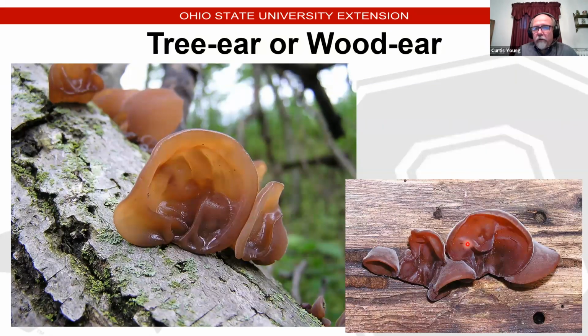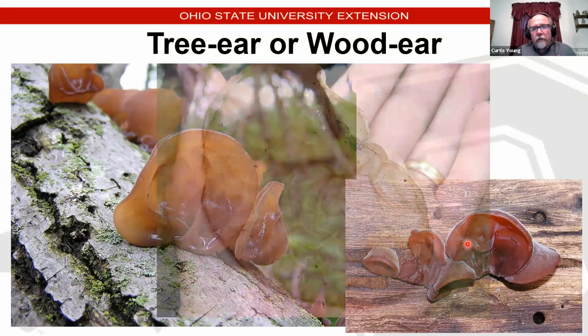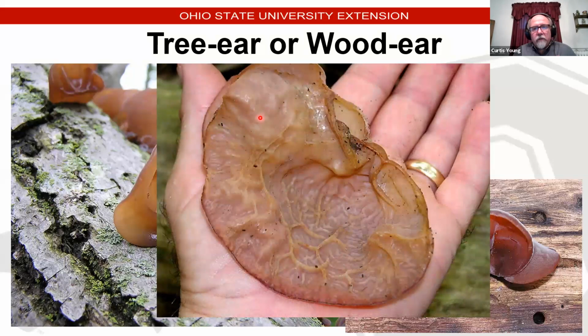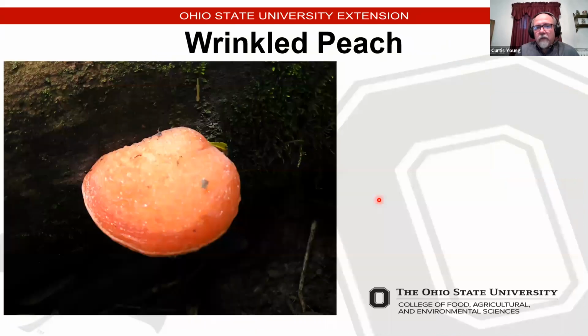Tree ear or wood ear, there's several other names that can be used for it, but it literally does look like an old man's ear when you take it off the log. Kind of a gelatinous type of fungus that does dry out when it gets hot and dry, and when it rains, it resaturates and will re-expand. And it can appear on a multitude of different hardwood trees, and just an interesting fungus that you can come upon.